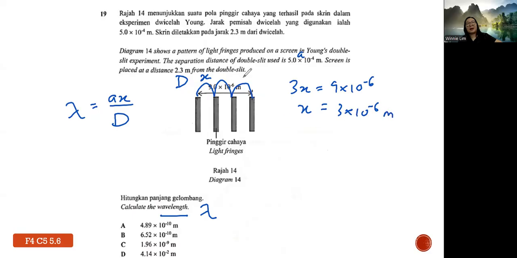Okay, now you have all the ideas already: a, x, D. So now you substitute into the equation. a is 5 times 10 power negative 4, and then x is 3 times 10 power negative 6. D is 2.3. Press calculate, and then you will get 6.5.